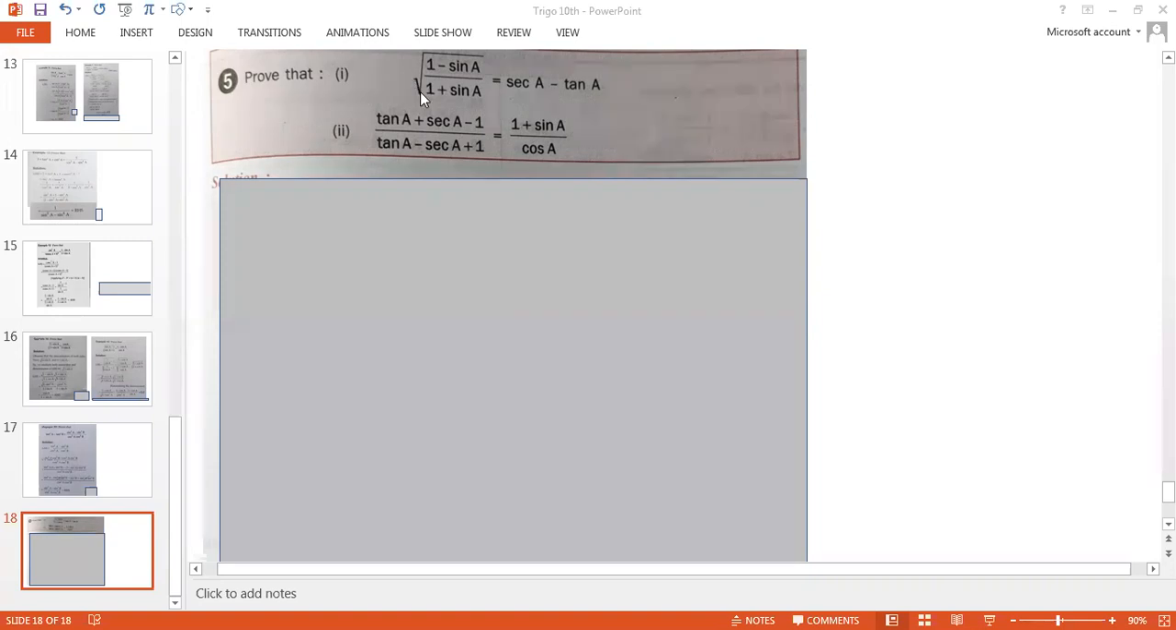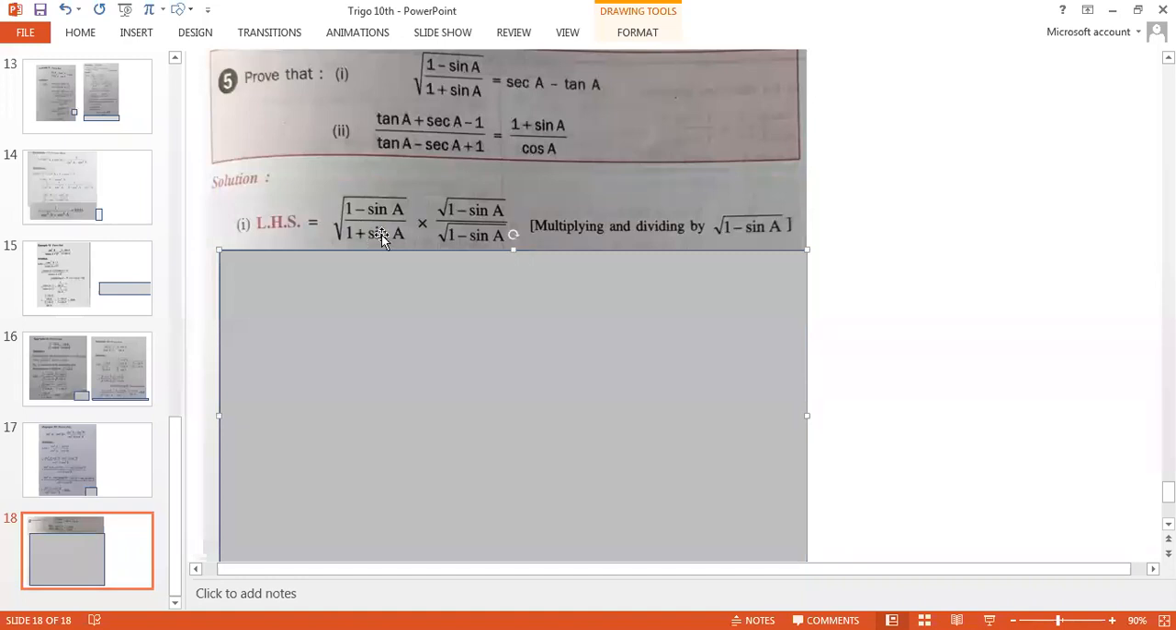So student, there is one more sum with the root. So root of 1 minus sin A upon 1 plus sin A equals sec A minus tan A. First of all, we'll focus on this sum and then we will focus on the second subpart. So let's consider first of all subpart 1. We'll have to first solve LHS, isn't it?